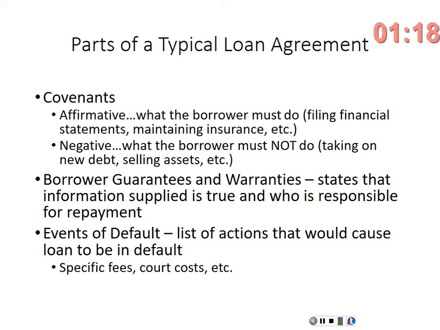Okay, so affirmative, what you have to do. Negative covenants, what you can't do. We talked about this earlier, guarantees and warranties. Event of default, this is going to say what's going to happen, and I can tell you what it's going to say. It's going to say that the borrower is responsible for all costs associated with the default of the loan.